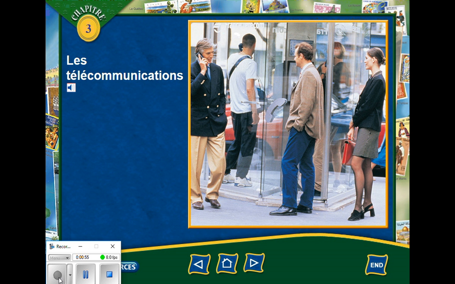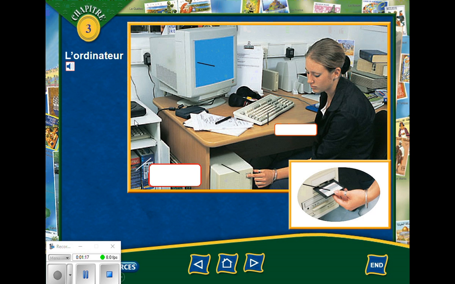All right, les télécommunications. This is exactly what it looks like, telecommunication. Chapitre 3. Les télécommunications. Okay, let's see if we can turn him up a bit. Always hard to get that at the right level. All right. L'ordinateur. Do you remember what this word means? It's a computer. Wow, look at that old computer, you guys. That is some serious old computer right there.